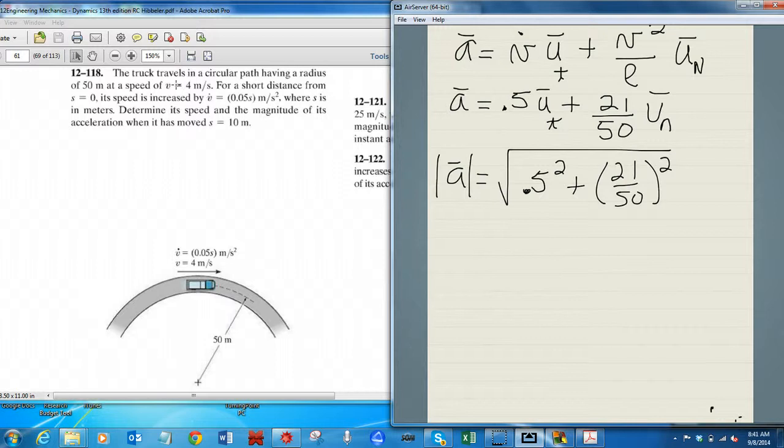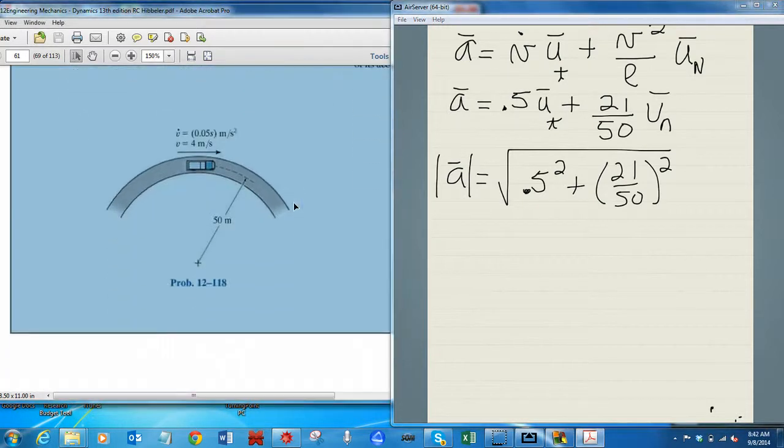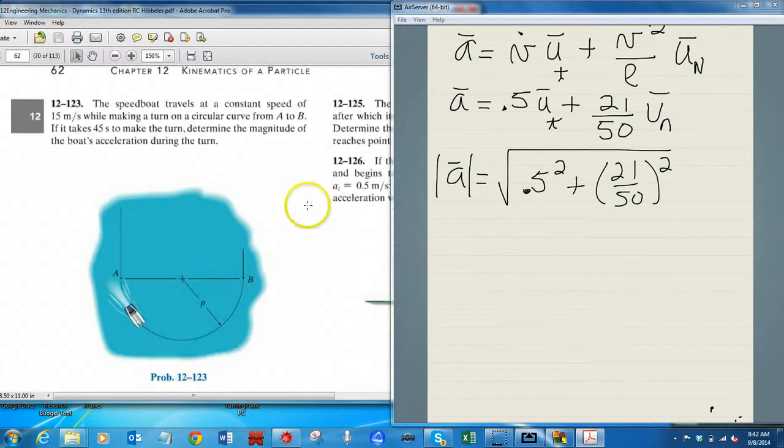How much time do we have? Oh, 5 minutes. Okay. Well, let's see. Let's do another tangent normal then. The next one. How about 131?